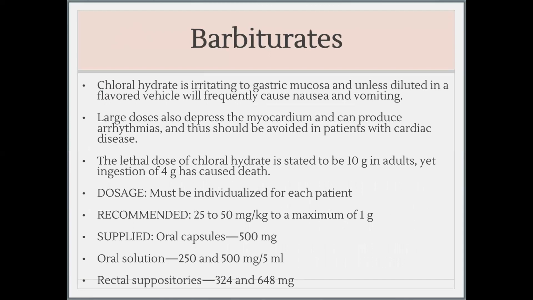The primary metabolite of chloral hydrate is trichloroethanol, which is responsible for most of the CNS effects that occur. Chloral hydrate is irritating to gastric mucosa, and unless diluted in a flavored vehicle, will frequently cause nausea and vomiting. And the children usually do not like to take this as a drink. Large doses also depress the myocardium and can produce arrhythmias, and thus should be avoided in patients with cardiac disease. The lethal dose of chloral hydrate is stated to be 10 grams in adults, but yet ingestion of 4 grams has caused death in some individuals.